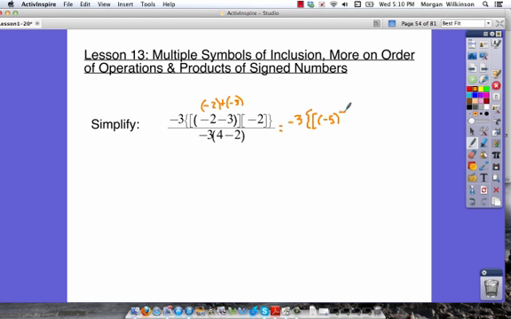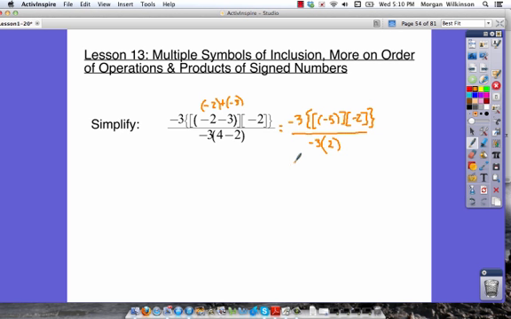We're going to copy all those symbols of inclusion. So we've got a bracket, another bracket, a -2, close bracket, close brace. We want to make sure we get them all in there. And we're going to divide this by -3 times 4 minus 2. Now we know 4 minus 2, we can simplify that. That's 2. And we'll keep going from here.